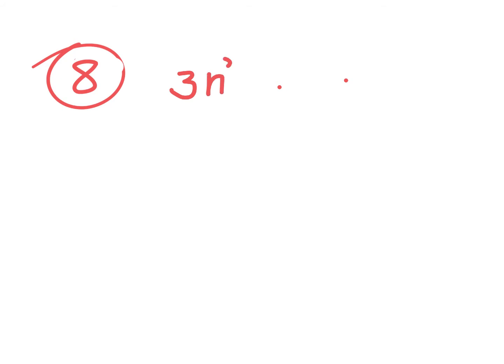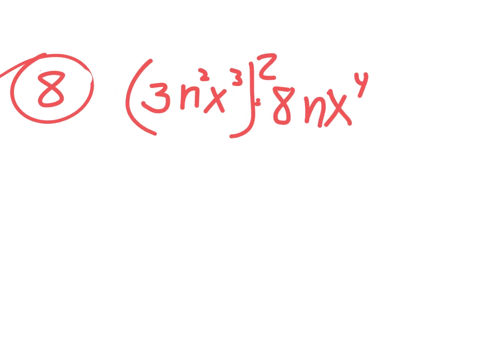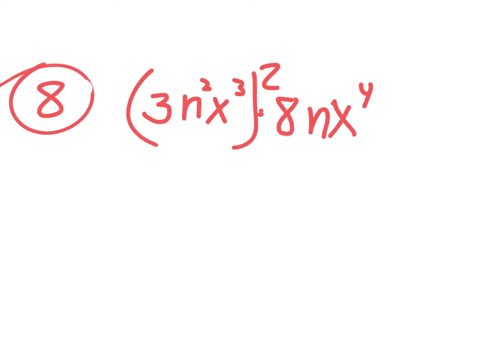3n squared x to the third, all of that squared, times 8n x to the fourth. All right, everybody chew on that for just a second and tell me, how do you start? Because if you don't know how to start, obviously, that's the first step. How do you start? Sam, how do you start? You distribute the square in the parentheses.